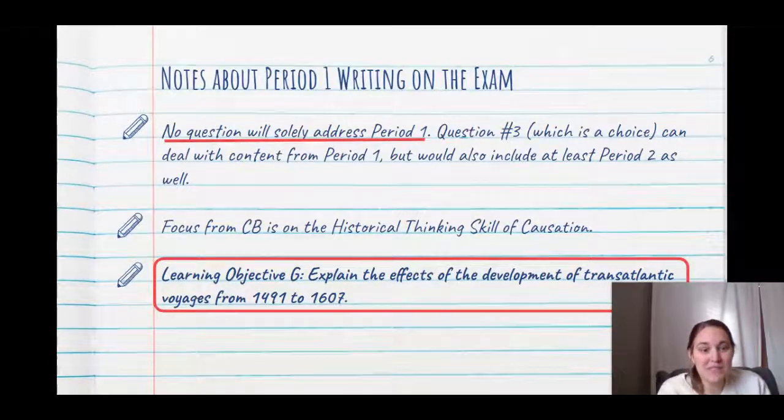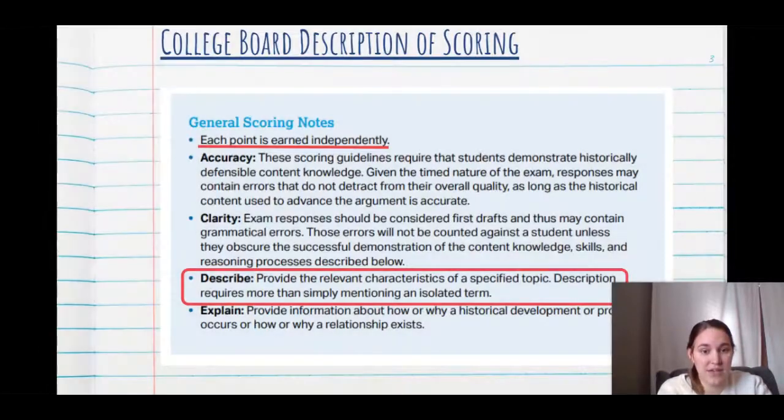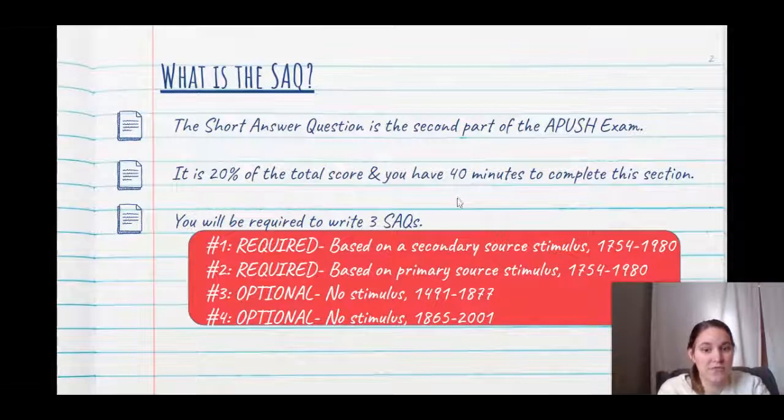Okay, some notes specifically about period 1 on the exam. There is no question in the short answer section that will be only about period 1. If we go back really quickly and see the 4 questions, the first one is going to be from period 2 to period 8, and that is the same for the second question.